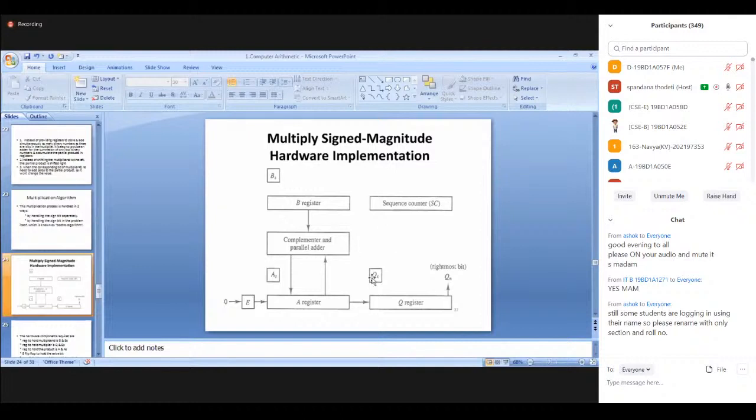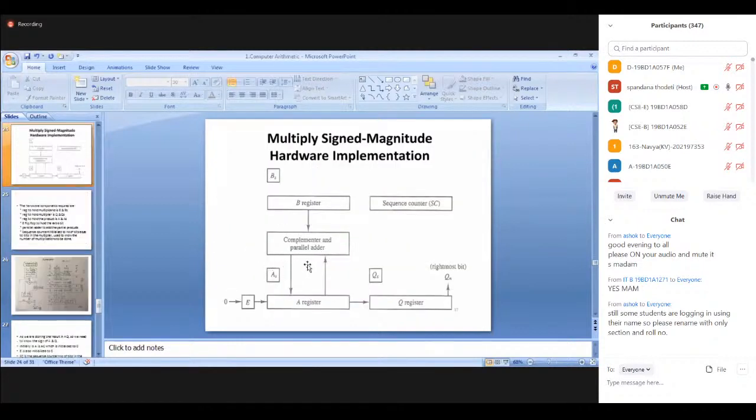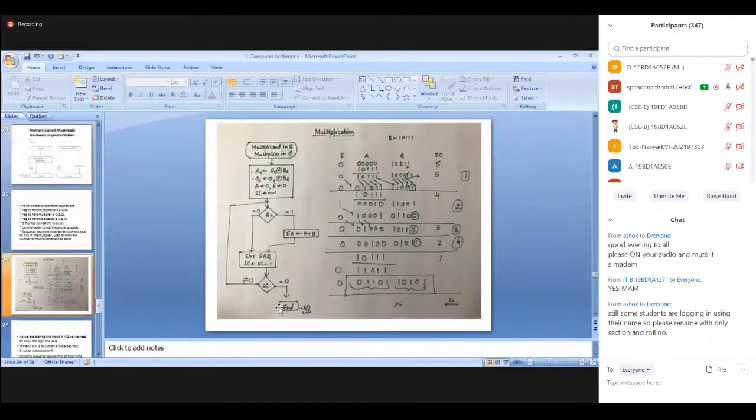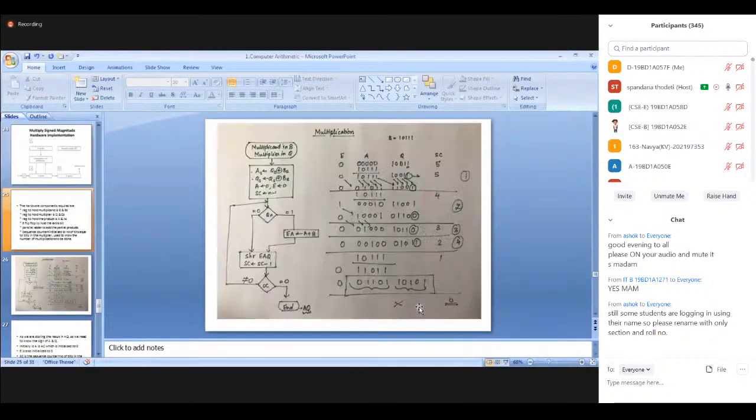So these are the main hardware components required. Two registers to hold the multiplier and its sign, multiplicand and its sign. One register to hold the product, that is the result, and its sign. One flip-flop is used to hold the extra bit value, and all the partial products are to be added, so you need an adder. Sequence counter is to know when to stop the multiplication process.